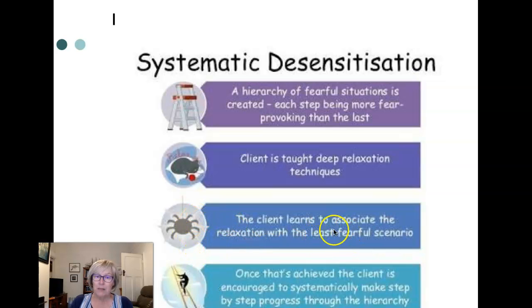And it's only once the client achieves relaxation that they move up the hierarchy and they start facing deeper fears. So hopefully this has given you a bit of an insight into how we can use classical conditioning and learning theories to change people's behavior and support them to lead healthier, happier lives.